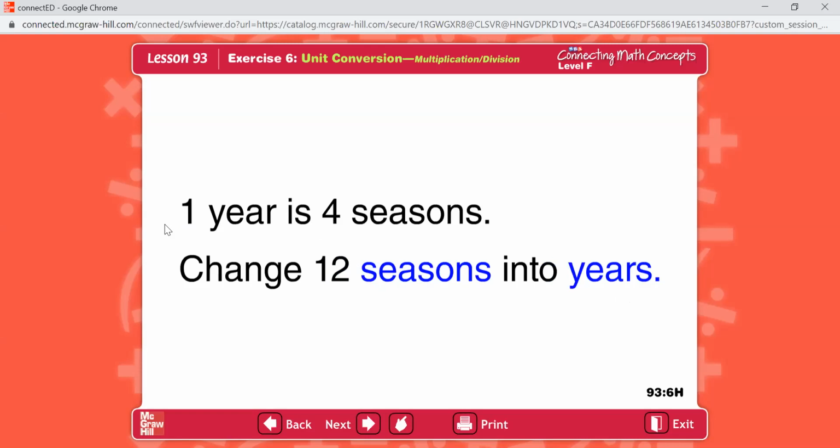So, what is the problem you would work to solve this? The problem to solve this is 12 divided by 4. And what is 12 divided by 4? 12 divided by 4 is 3, meaning we would have 3 years.